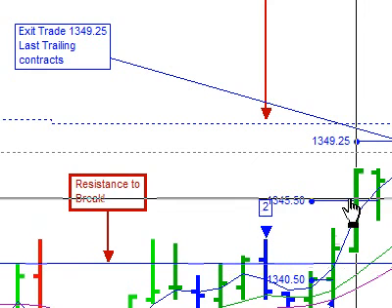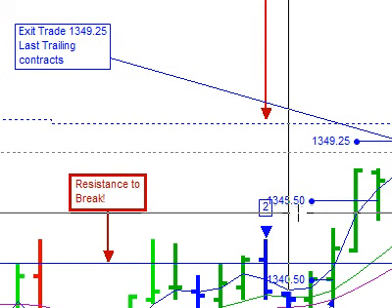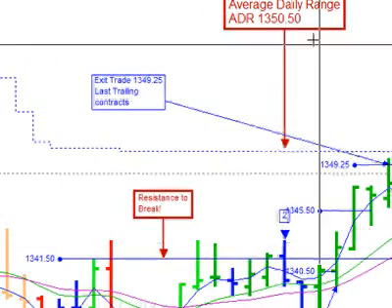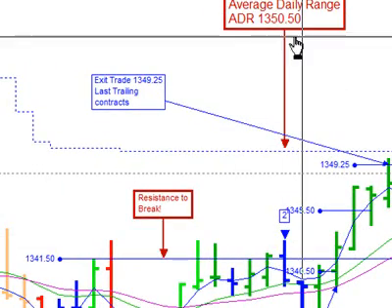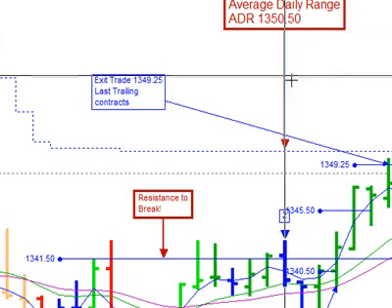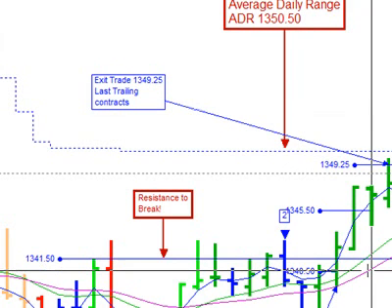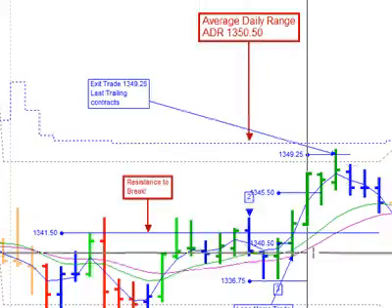And then it escalated up to my point, and I want to make a comment about the 1345 and a half. What I saw was the average daily range, and if you look right above, you'll see average daily range, ADR 1350.50, and also it was fluctuating between 1350.50 and 1350.25. So this was 5 points. This got me back to even.